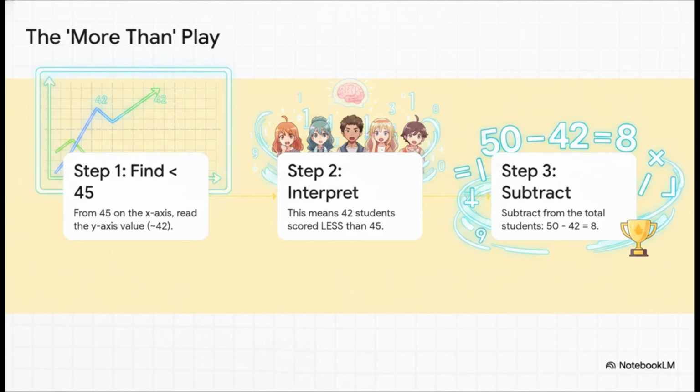But, and this is the key, our chart shows cumulative frequency. That means 42 students scored less than 45. The question wants more than 45. So the final step is to subtract that number from our total team of 50. 50 minus 42 gives us our real answer, 8 students.